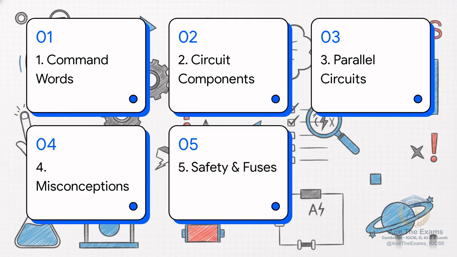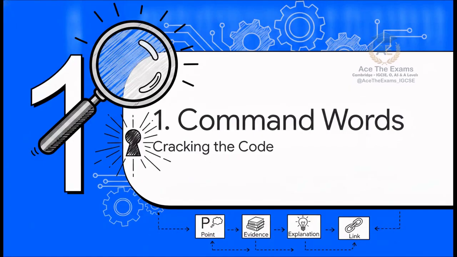So, here's our blueprint for the day. 1. Decoding exam command words. 2. Mastering circuit components. 3. Parallel circuit calculations. 4. Bypassing those sneaky examiner misconceptions. And 5. Electrical safety and fuses. We have got a lot of high-yield ground to cover, so let's get into it. Section 1. Decoding exam command words. We're cracking the examiner's code.